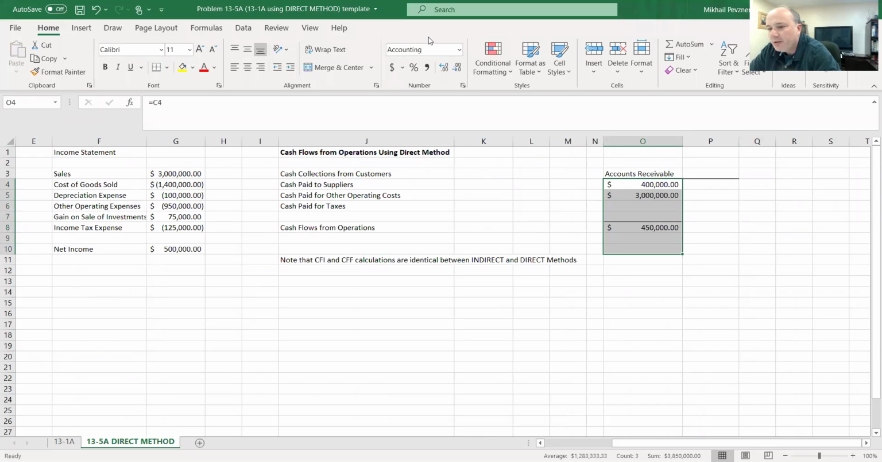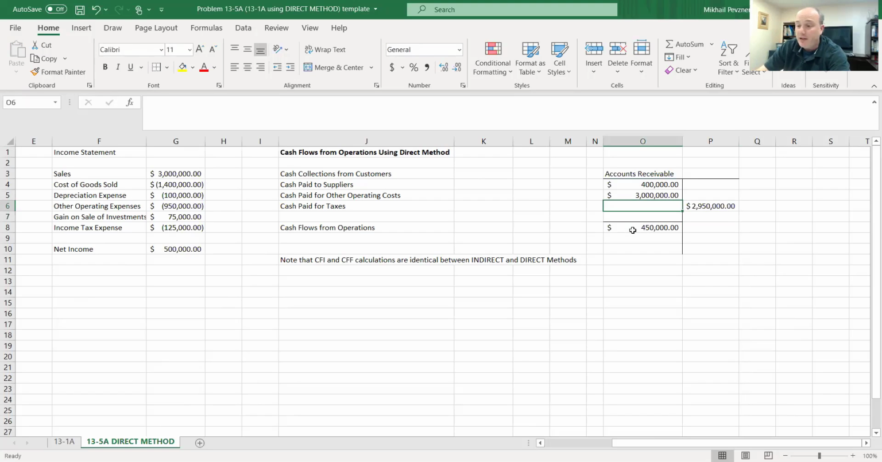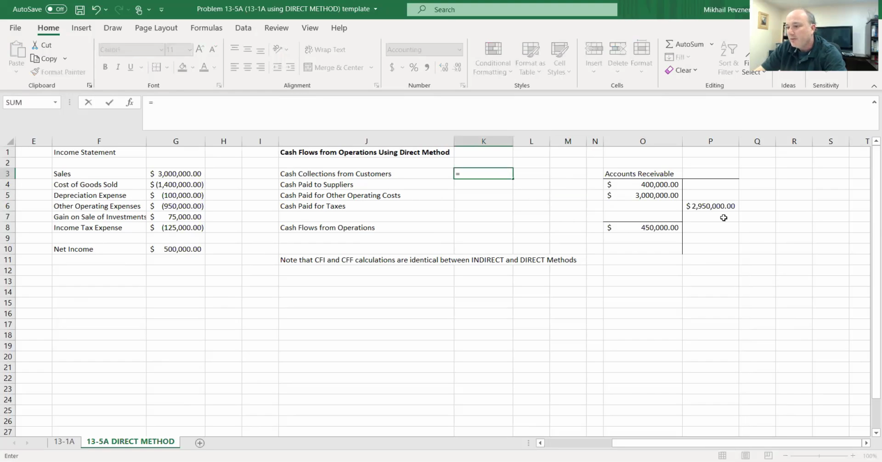What were the collections? Well, the collections were whatever the credit was. So the credit is 400,000 plus 3 million minus 450,000. So my collections were 2,950,000. So cash collected from customers was that number.